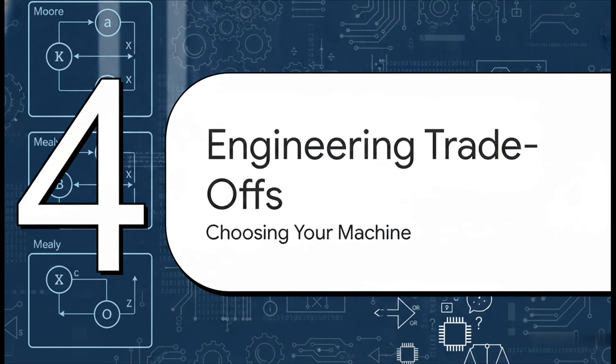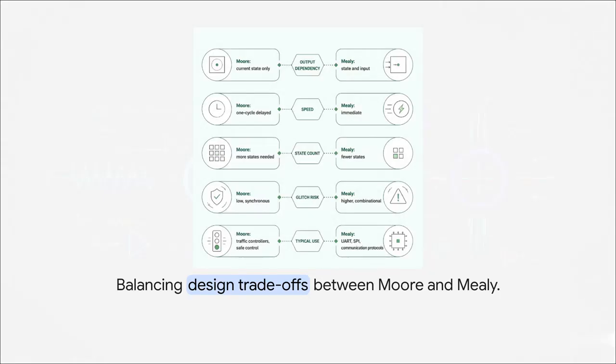Section 4. Engineering trade-offs. Choosing your machine. So let's weigh the trade-offs. The Moore machine gives you that synchronous, glitch-free safety, but it usually requires more states and takes up more physical chip area. The Mealy machine, on the other hand, gives you lightning-fast, immediate responses and fewer states, but at a much higher risk of combinational glitches. It's the classic engineering balancing act of speed versus stability.